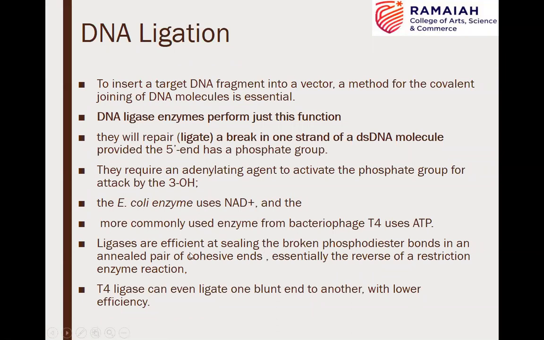Here, when they join the annealed pair of cohesive ends, whatever happens is just the reverse of a restriction enzyme reaction. In the restriction enzyme reaction, what is happening? There is breakage, right? Here, in the action of DNA ligase, while joining these two fragments, both the ends are annealed together by hydrogen bonding because of complementarity between the two strands, and the nick is joined by the formation of a phosphodiester bond, which is considered just the reverse of the activity of restriction endonuclease. And this T4 DNA ligase can even ligate blunt-ended fragments.